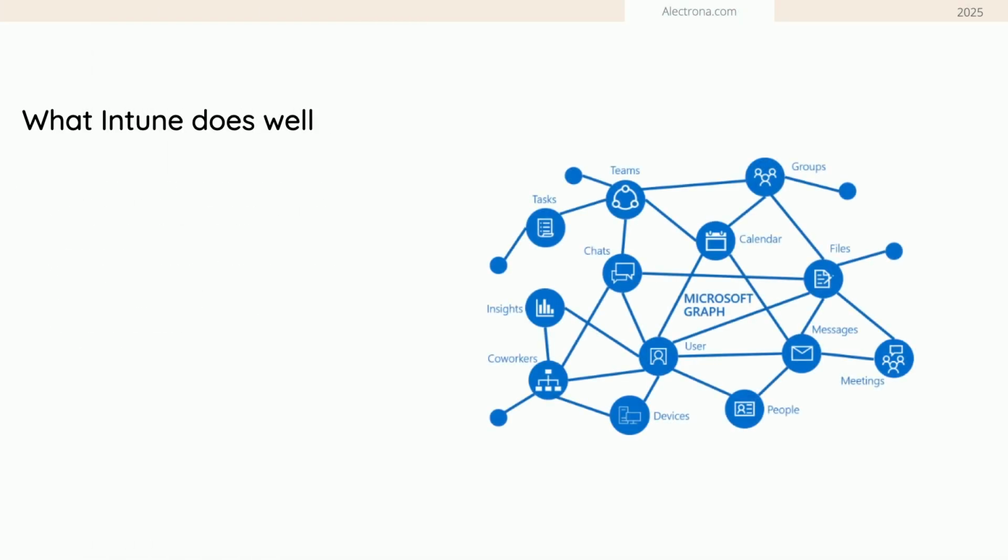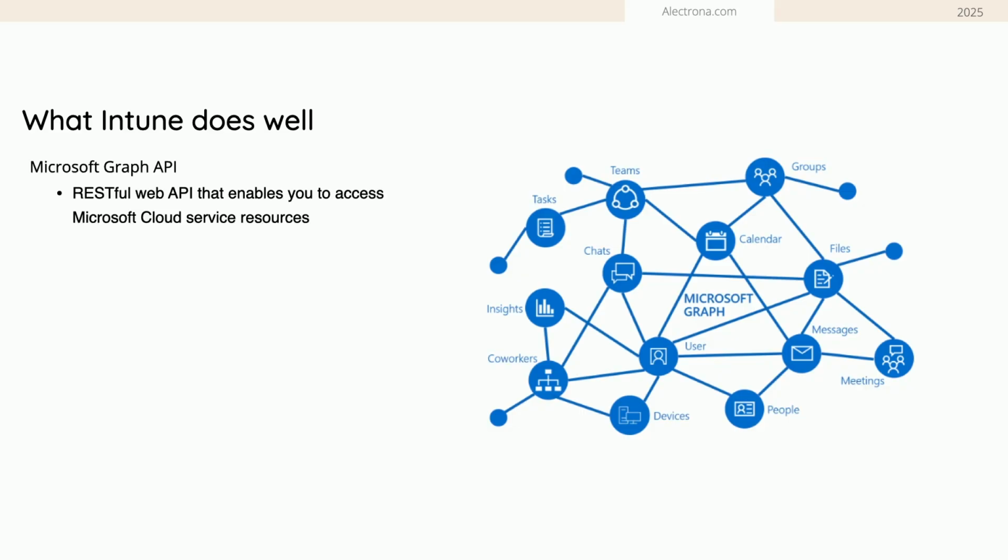Another thing that Intune does really well is the Graph API. This is, in technical terms, a RESTful web API, and it allows you to access all of Microsoft's cloud service resources. Microsoft can do a lot of things, obviously. It has your IDP, you have things like Teams, you have your Outlook, and you can leverage all of that with the Graph API.